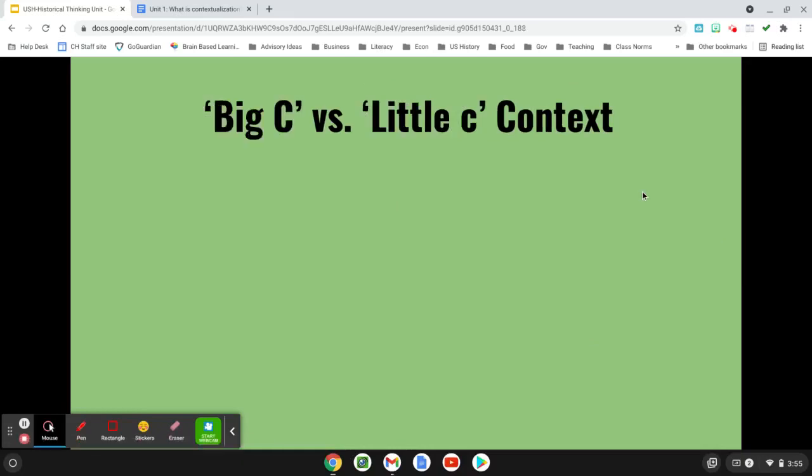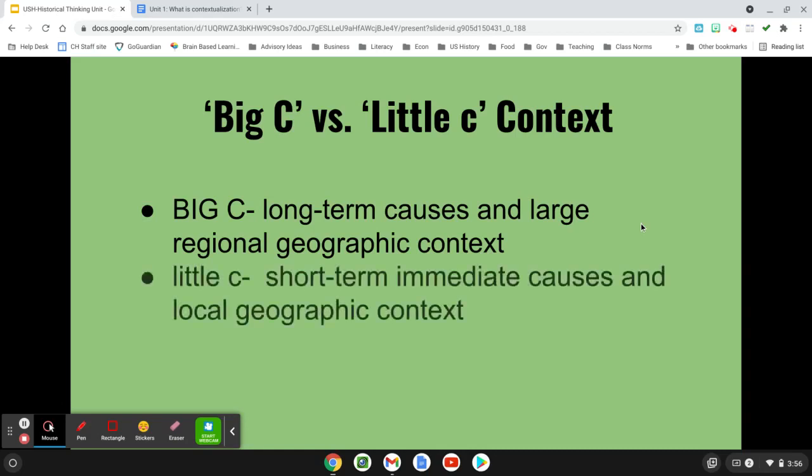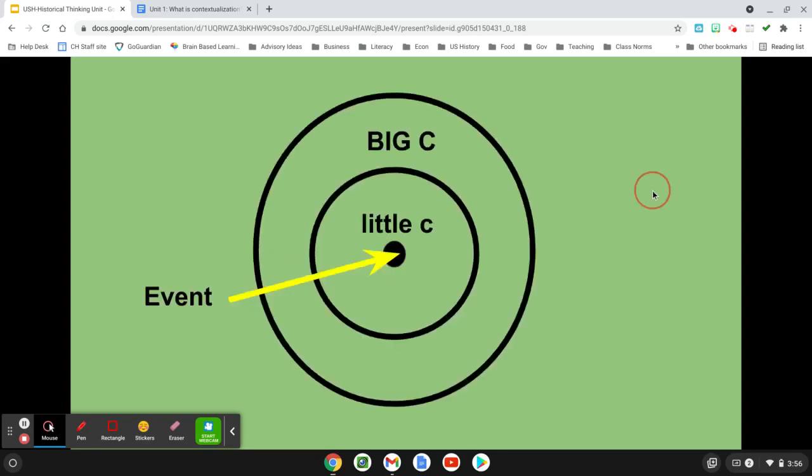The other two types of context we're going to look at are big C and little c context. So big C considers the big picture, looking at the long-term causes and large regional geographic context of an event, whereas little c focuses more on the direct event, the short-term immediate causes, and the local geography.